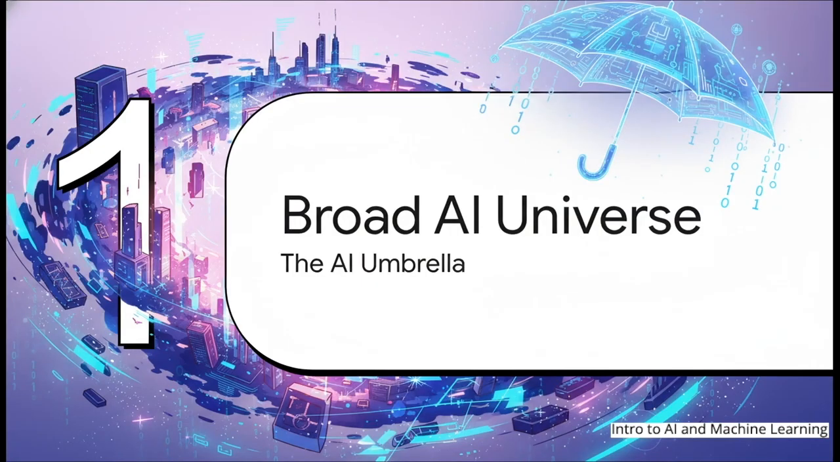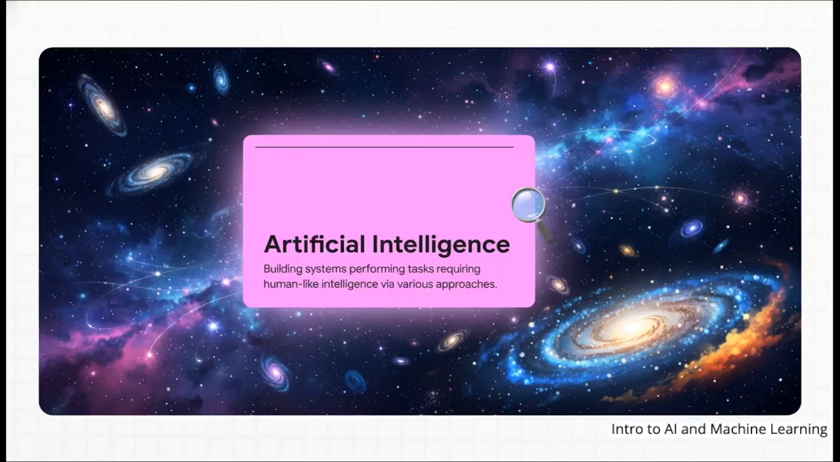Okay, let's dive right into this with section 1, the broad AI universe. I want to immediately clear up a very common misconception right out of the gate. Artificial intelligence is the broad, overarching field focused on building systems capable of tasks that normally require human intelligence, encompassing many different approaches. Machine learning is just one part of AI. It is absolutely not the whole thing. If you take away only one fundamental truth today, let it be this: AI is the entire universe, and machine learning is merely one galaxy within it.